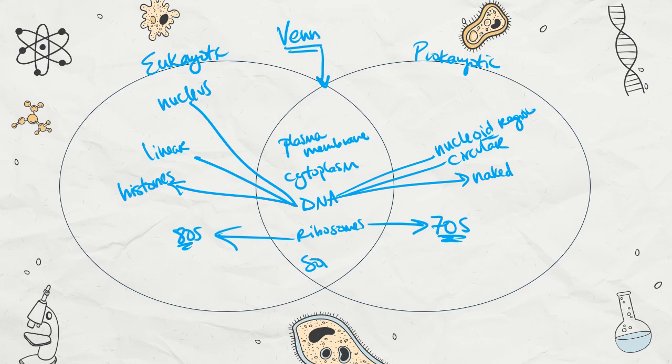Some eukaryotes have a cell wall. All bacteria have cell walls. They're composed of different things. We'll talk about those different things a little bit later.